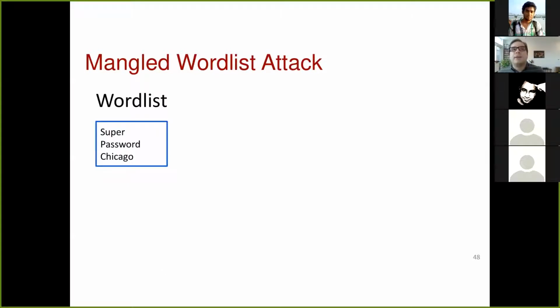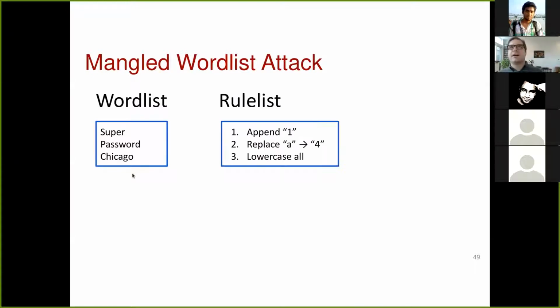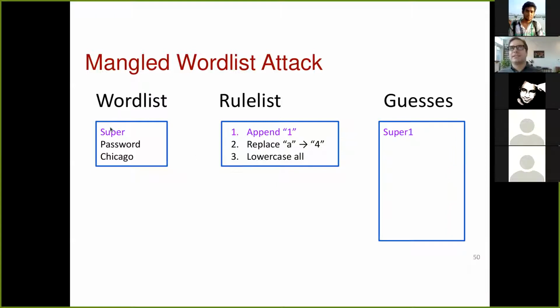You have what we could call the mangled word list attack. Imagine super is the most common password we've seen, passwords next, Chicago next. The idea of mangling is you have rules, like append 1, turn A's into 4s, lowercase everything. So you go through and make guesses: take everything on your word list and append 1. Take everything on your word list and turn A's into 4s, if applicable. For super, of course, we could probably have skipped this guess because nothing changed. Then we try lowercasing everything.